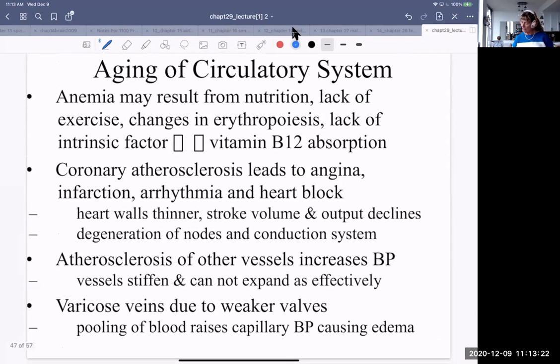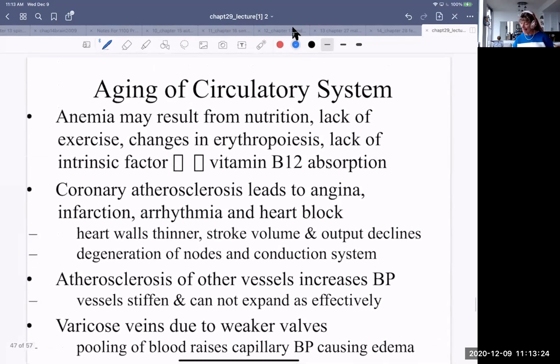Anemia or lack of circulation results from nutrition, lack of exercise, changes in erythropoiesis, that's the production of red blood cells, lack of intrinsic factor will decrease vitamin B12 absorption. So vitamin B12 is something very important to be monitored, because that can lead to anemia.